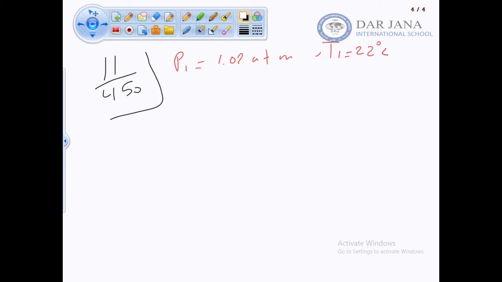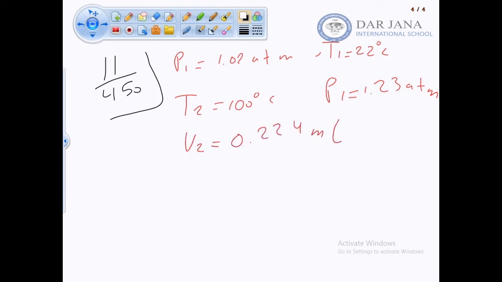The syringe is placed in a boiling water bath at 100 degrees Celsius, which is T2. The pressure is increased to 1.23 atmosphere, where the volume V2 equal 0.224 milliliter. The question is, what was the initial volume?